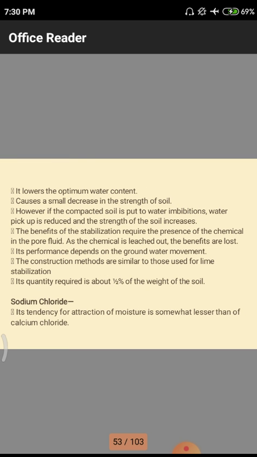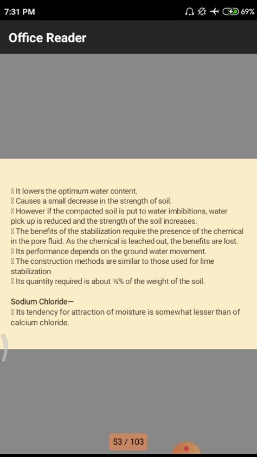First of all, what is the use of these chemicals for the purpose of stabilization of the soil? That means in what cases we have to go for this salt stabilization or chemical stabilization, and in which ways those will be beneficial. One by one we have to discuss.